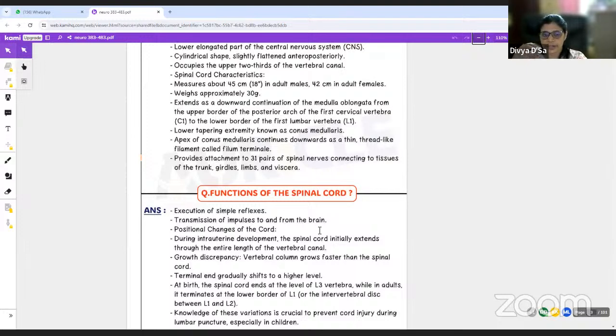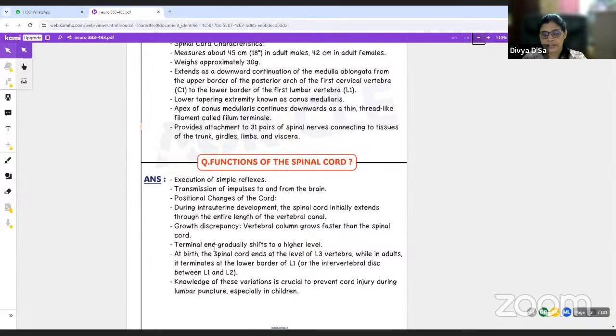So what are the functions of the spinal cord? It executes the spinal reflexes. The main thing is spinal reflexes. It transmits the impulses to and from the brain. So, positional changes: the level of the spinal cord differs according to age. In intrauterine life, the spinal cord extends the entire length of the vertebral column because both grow simultaneously. But later, the vertebral column grows faster than the spinal cord. Because of that, the terminal end of the spinal cord shifts to a higher level.